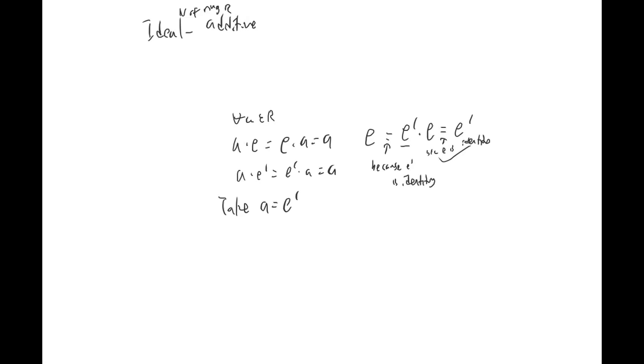Does that make sense? You're supposed to choose a particular element. If you know what to do, it's like a one-line proof. There isn't really much to do. So yeah, okay.